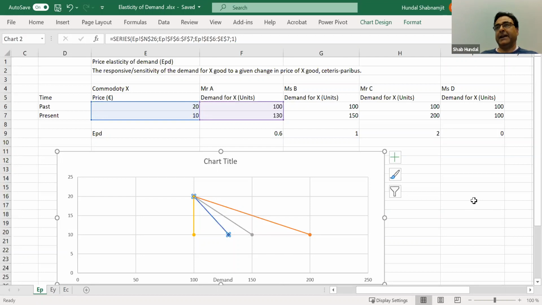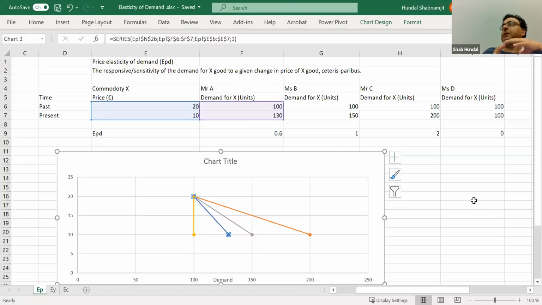0.6 means that if the price drops by 1%, Mr. A will increase his demand by 0.6%. I repeat, if the price of X good falls by 1%, Mr. A would demand this commodity X more by 0.6%. And if the price increases by 1%, then the demand for X good by Mr. A would drop by 0.6%.